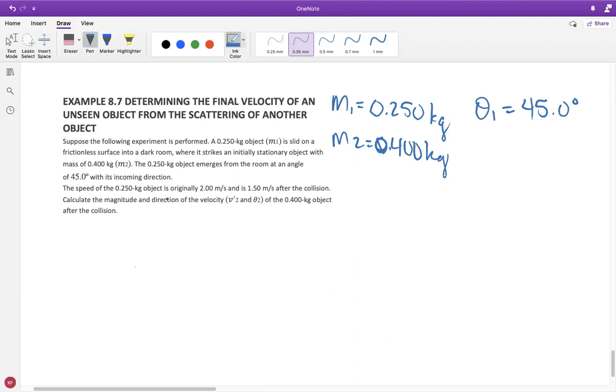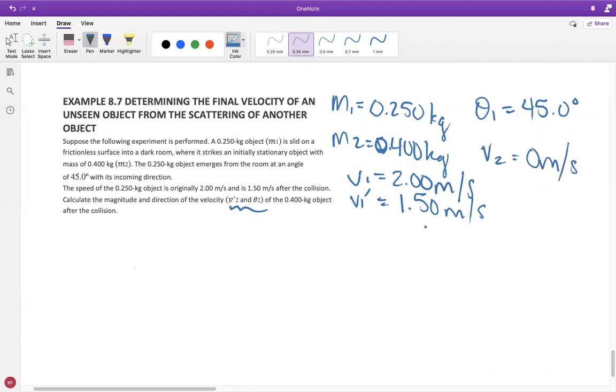The speed of the first object, M1, is originally 2 meters per second, and that velocity changes after the collision to 1.5 meters per second. We want to calculate the magnitude and direction of the final velocity of the second object, so V2 prime and theta 2 of that object, okay? So again, V2 was 0, okay?